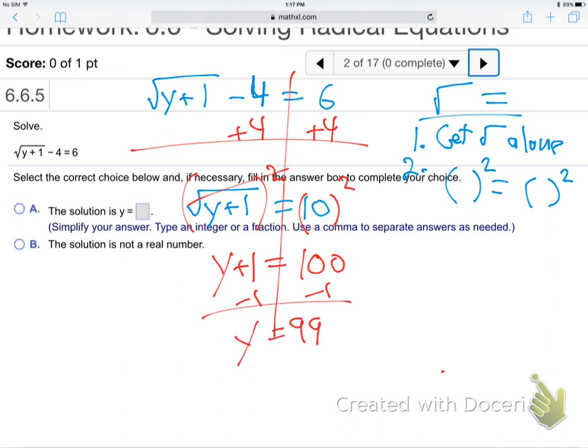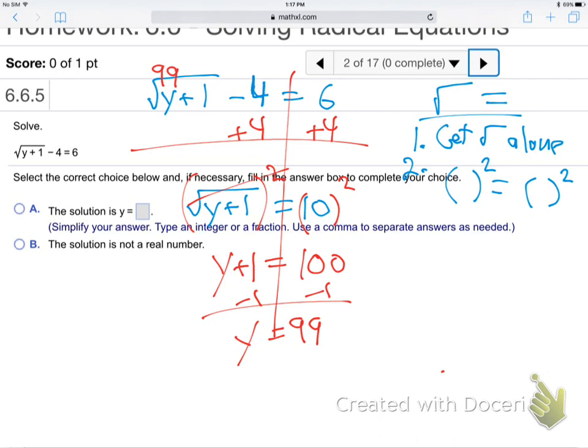Is that good? Is 99 really the answer? Let's just check it. It is. I was like, was there a trick? There actually is a trick. It's coming, but this one doesn't have a trick. I just want to show you it is true.